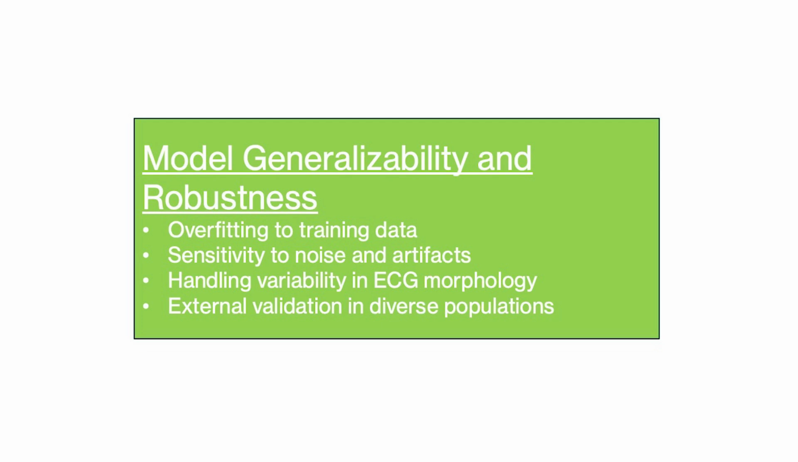So we talked a little bit about overfitting. You certainly don't want to be overfitting the training data. And you have to be careful about sensitivity to noise and artifacts. I would say in most labs, at least 5 to 10% will have movement artifacts, some kind of noise. So when you look at a model, you have to take all of that into account. You had better train your models to understand noise from the real ECGs. And then you have to look at handling variability as well. And obviously, external validation, as we have heard before, is extremely crucial.